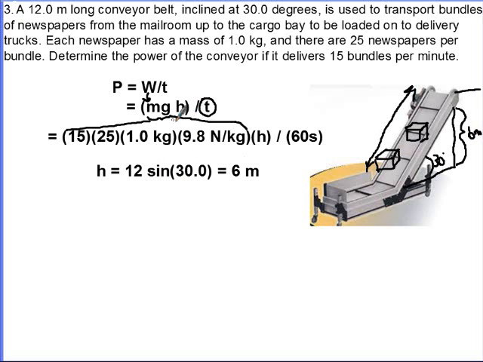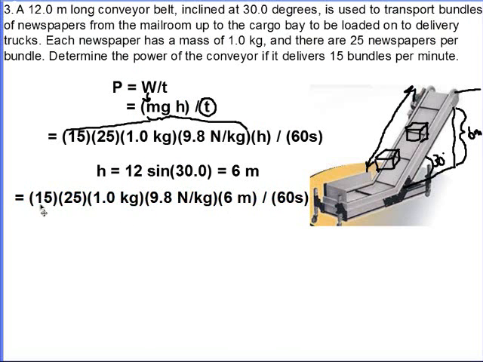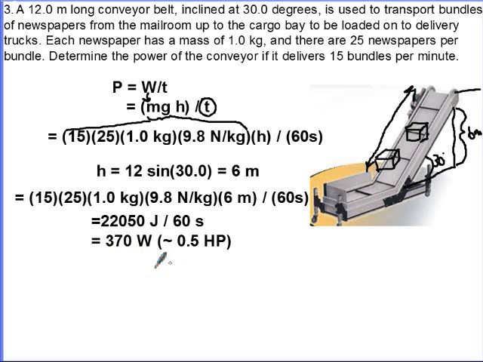So the total gravitational potential energy that the newspapers acquire during this lifting is just mgh, and that's found by this top equation. I'm going to plug those numbers in here. And again, I get 15 times 25 times 1 times 9.8 times 6, all divided by 60. And when I go through that computation, I see that the total amount of work done in a minute is 22,050 joules. I divide that by 60 seconds to get about 370 watts, or about half a horsepower.